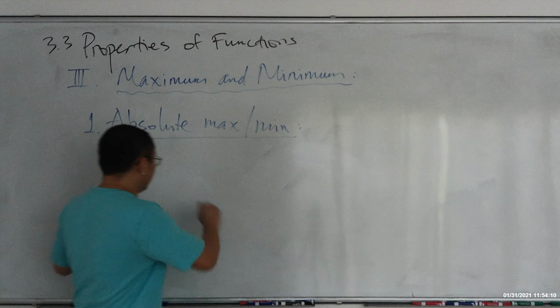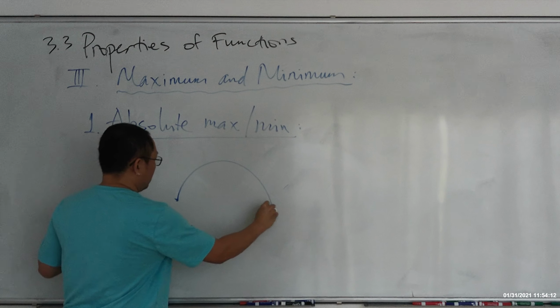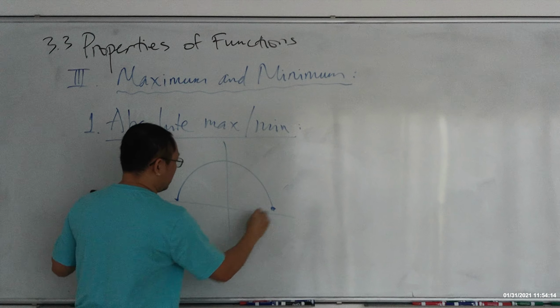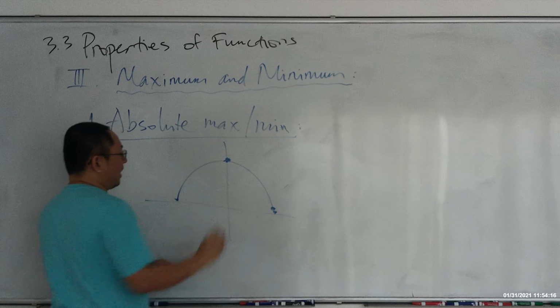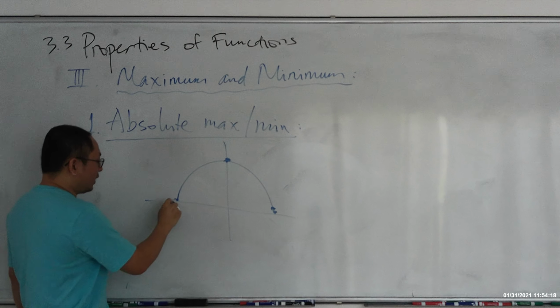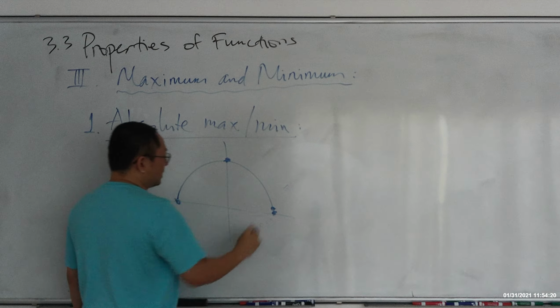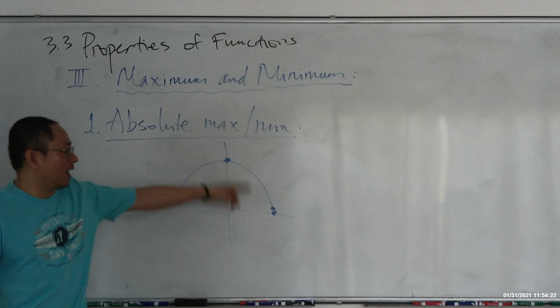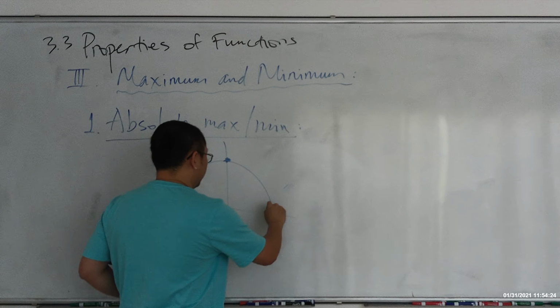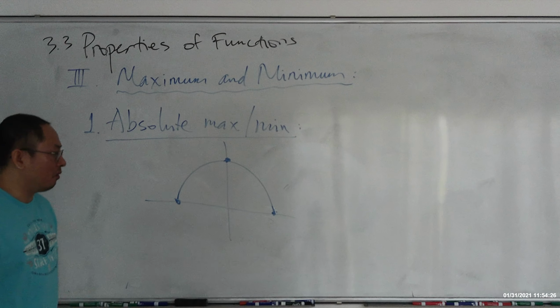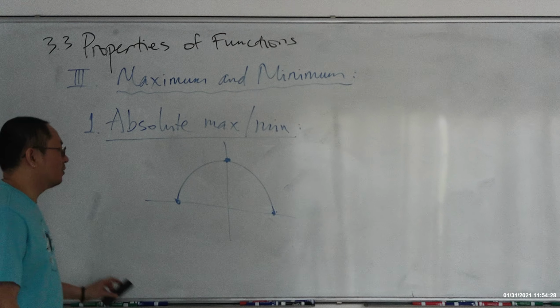Or say half a circle. So you have this. Okay, this is my half circle. You see, this is my absolute max, the highest point of the graph. I do have two absolute mins. Those are two points because my graph is half a circle. You see? So you may have one, or you may have multiple absolute max or min.